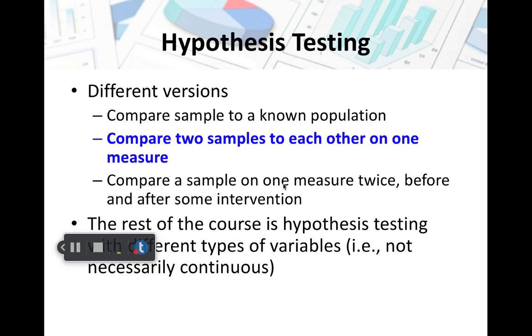Or more often, we're going to be doing a t-test. We're going to be comparing two samples either to each other on some measure, or we're going to be comparing a group of people on some measure twice. So that can be, for example, before and after some kind of intervention, some kind of criminal justice program, for example, or it can be matched pairs, so twin studies or husbands and wives being asked the same question. These are called dependent samples because they are related to each other.